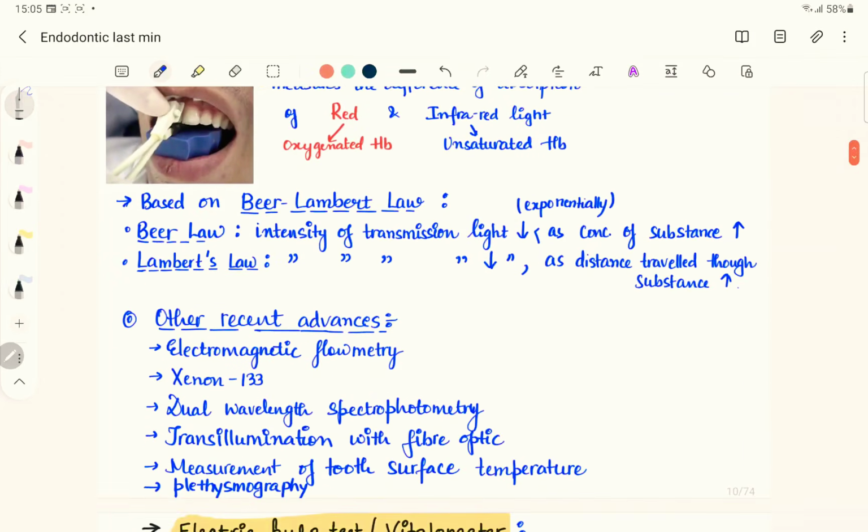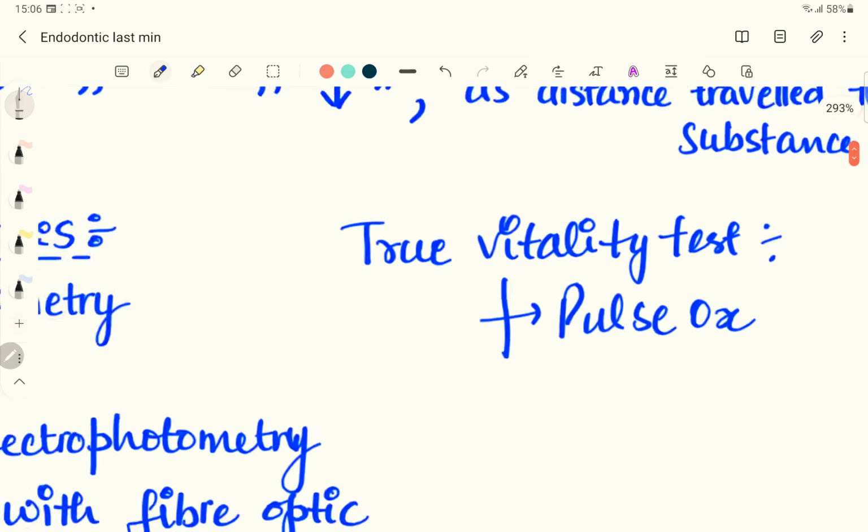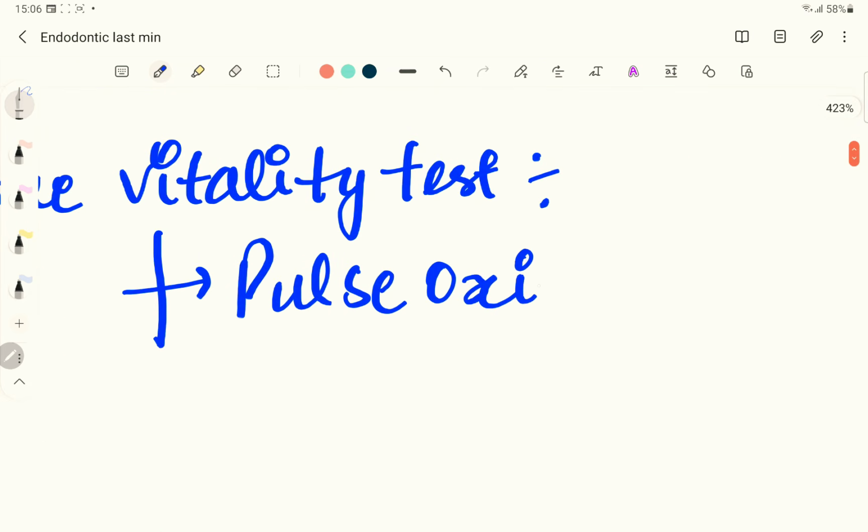We have other recent advancements. But remember, there are two true vitality test indicators: the pulse oximeter as well as laser Doppler flowmetry.